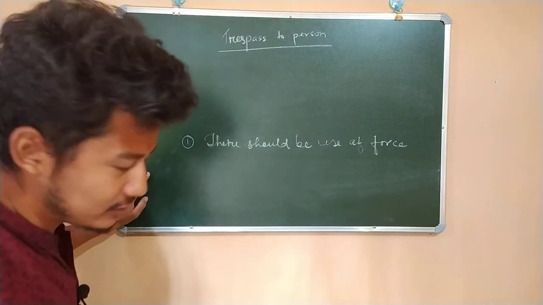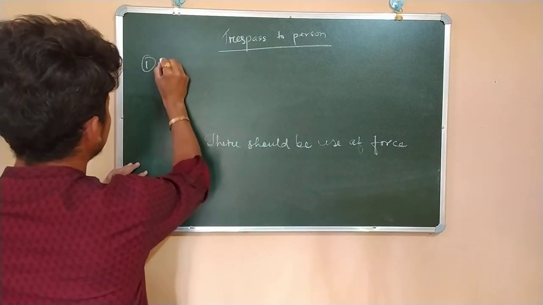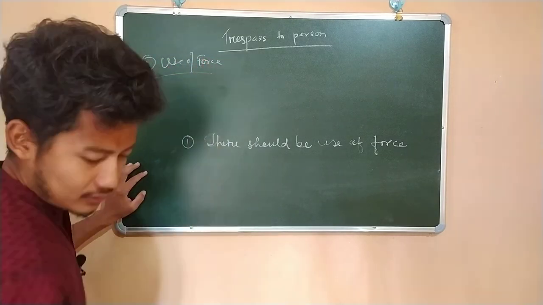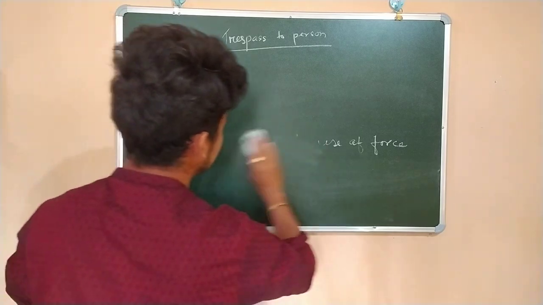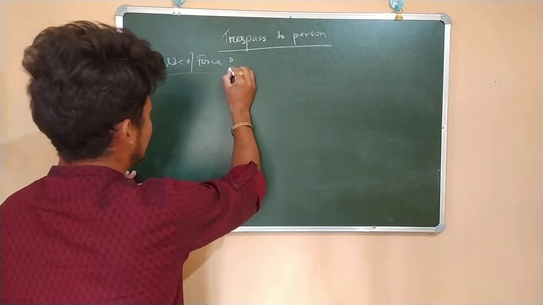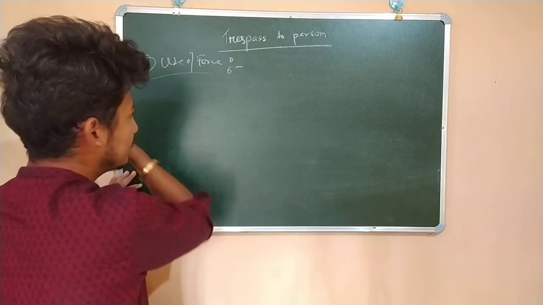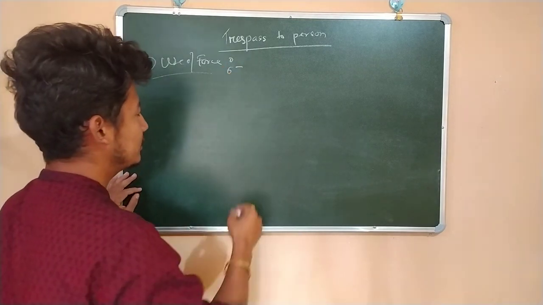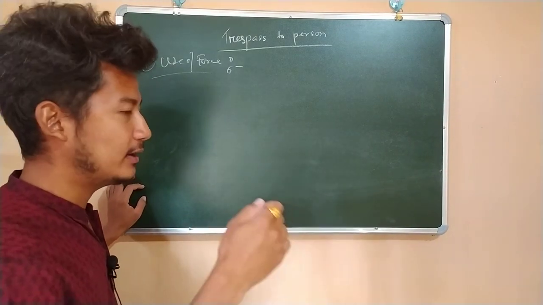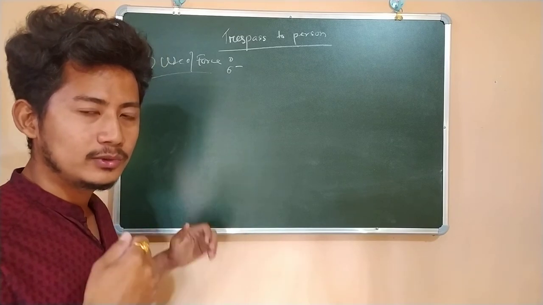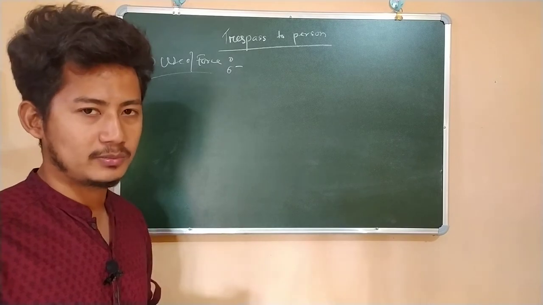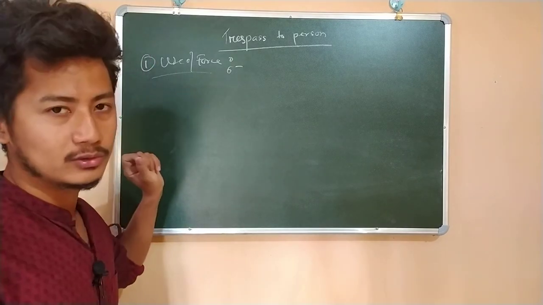Number one is that there should be a use of force. In order to constitute the tort of battery, one person has to use force on another person, out of anger or with the intention of causing harm to another person. So there should be a use of force.